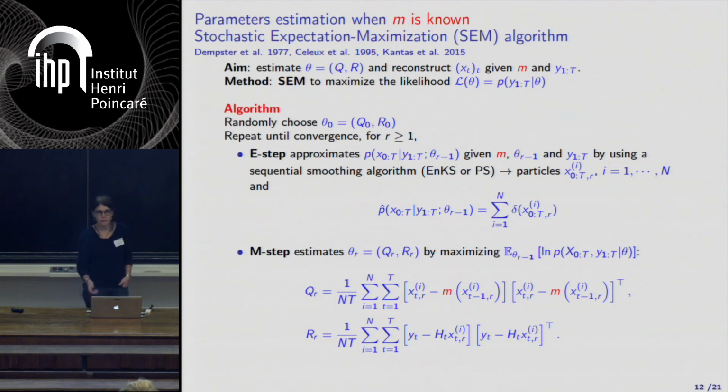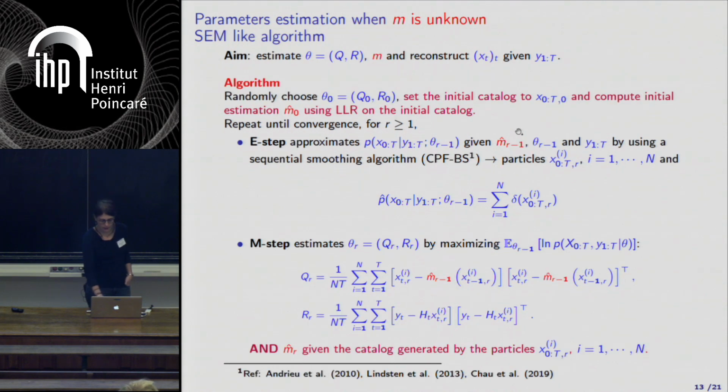But in our case, we don't know M. We have no model for the evolution of the HS. So we derived a similar algorithm, but where M is unknown. And in this case, you have to add some steps, which are written in purple. So the idea is that we will start from the observation, for instance, but the observation is noisy, and we'll try steps to filter the noise, so to remove the noise from the observation. So we start with a chosen value for Q and R, and from a catalog, which is, for instance, the observations.